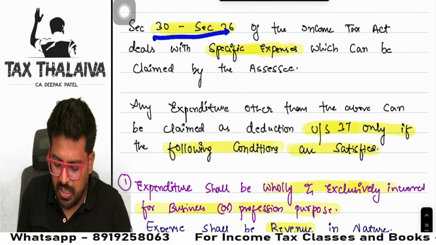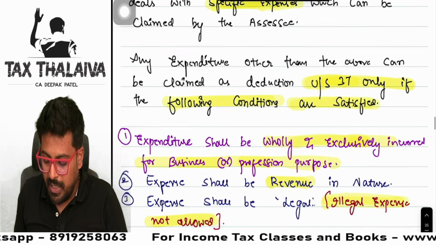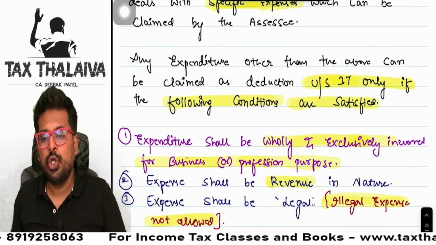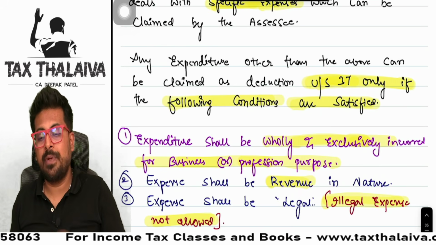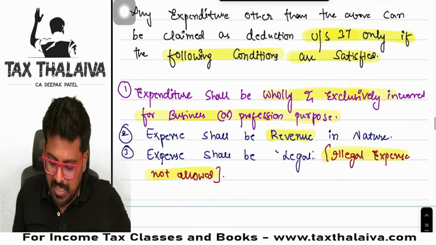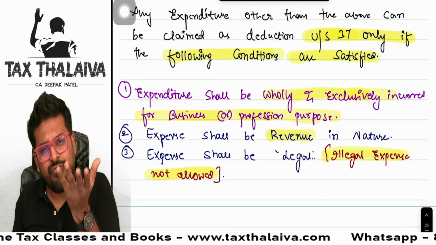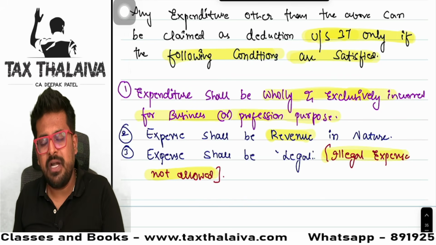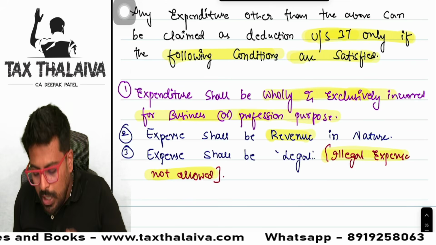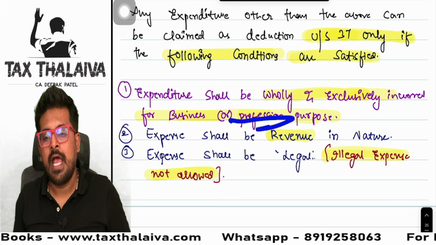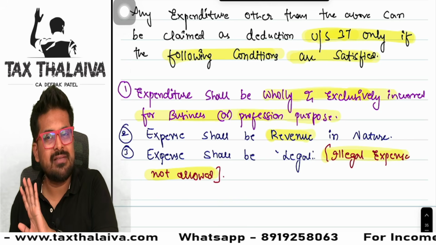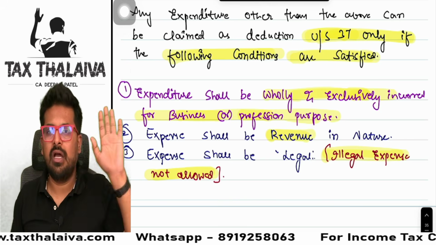So sections 30 to 36 are specific expenses, but under section 37 you can claim all other expenses, provided these conditions are satisfied. First condition, everyone knows this: the expenditure should be wholly and exclusively incurred for business purpose. If it is a personal expenditure, of course, you will not allow.